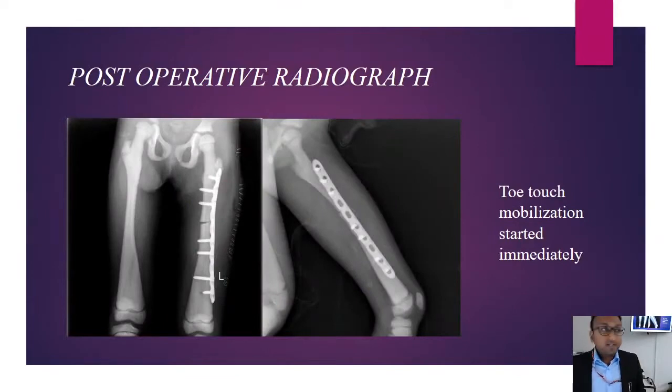This was the immediate post-operative X-ray of this patient. Looking at the X-ray, the stability that we had intraoperatively and the amount of support we gave this patient, we mobilized this patient with toe touch mobilization immediately after the surgery, so that this young child would not remain in bed for a long period of time.